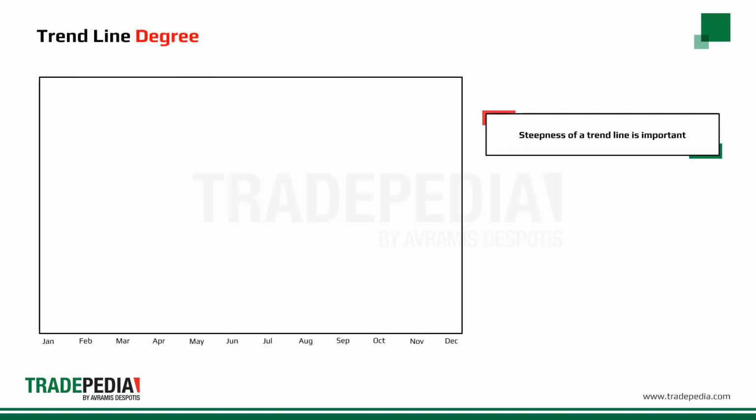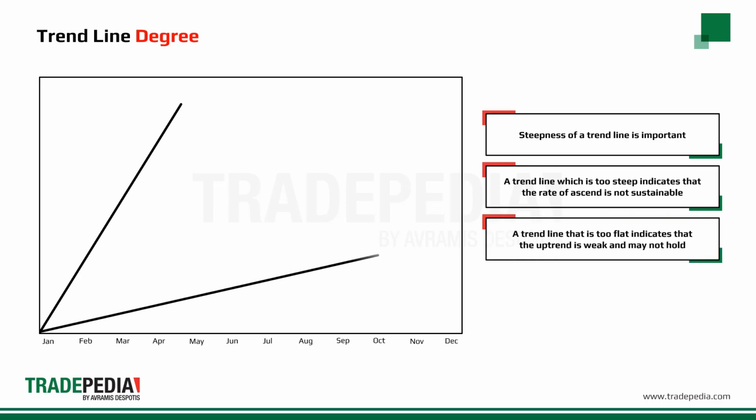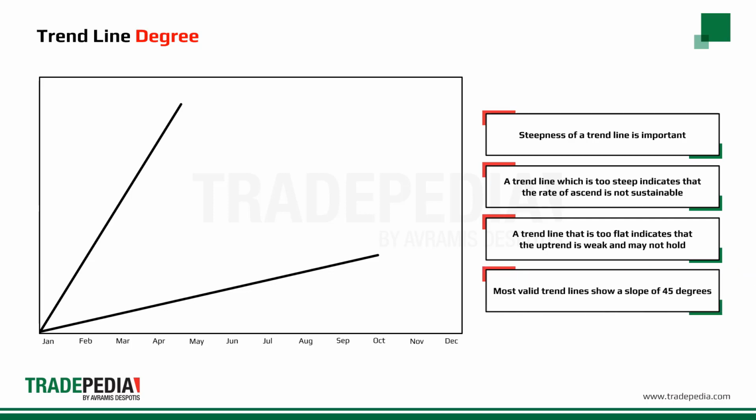The steepness or slope of a trend line is very important. A trend line that is too steep indicates that the rate of the ascent is not sustainable. A trend line that is too flat indicates that the uptrend is weak and may not hold. Most valid and sustainable trends show a slope of 45 degrees.